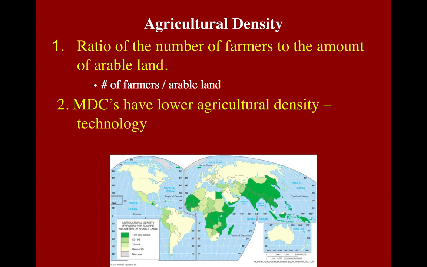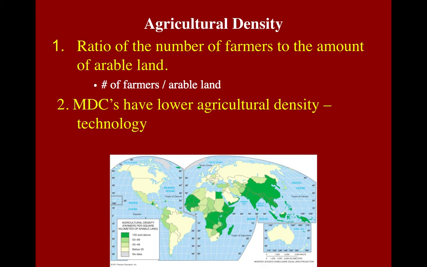Agricultural density is similar to that. It's a ratio of number of farmers to the amount of arable land. So now we're taking the number of farmers. We're not using a population number anymore. We're using the number of farmers in that country, and then still using that arable land statistic. Again, this is a number you want to have low. It implies you have technology, you have farm equipment, you have irrigation, you have herbicides, you have pesticides.